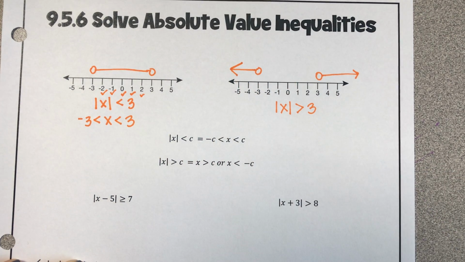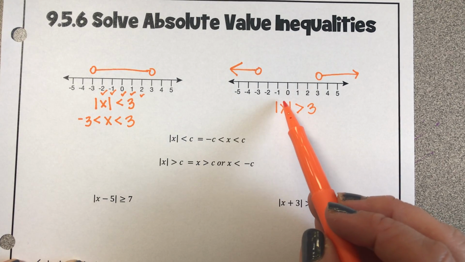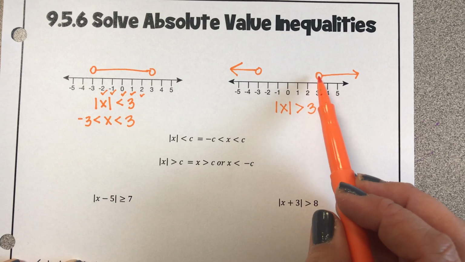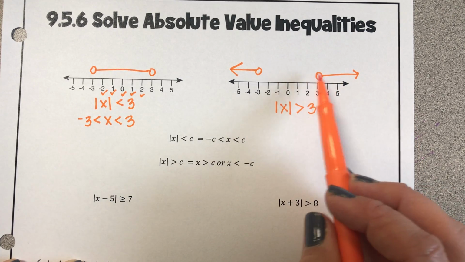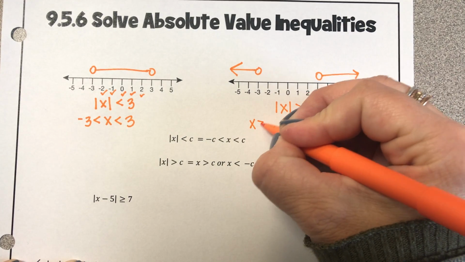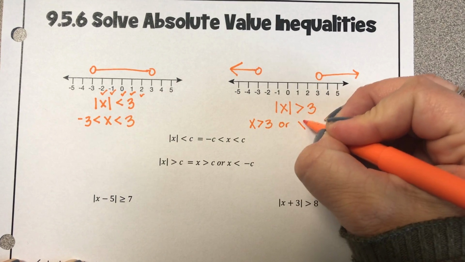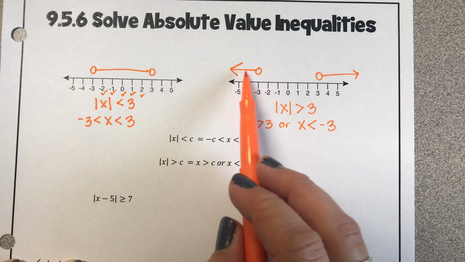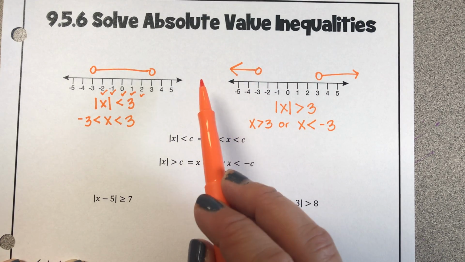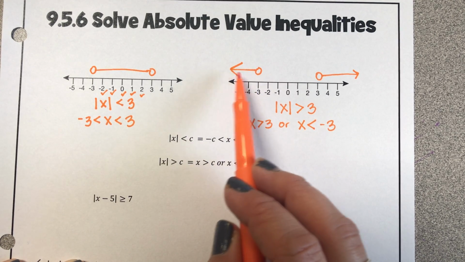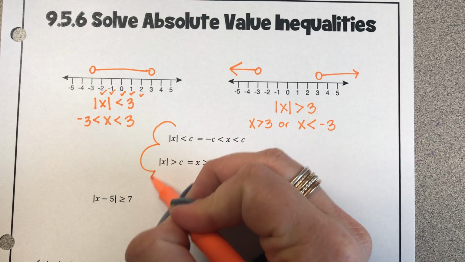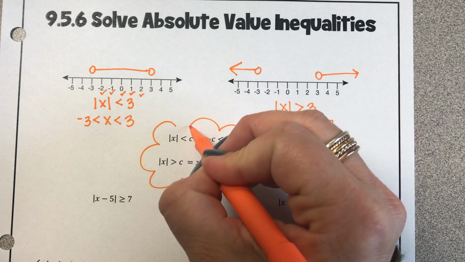Because we know absolute value is the distance from 0 on a number line, this is telling me your distance from 0 has to be greater than 3. So it's going to be to the right, greater than positive 3, or it has to be less than negative 3, because these absolute values are the distance that's greater than 3 away from 0.